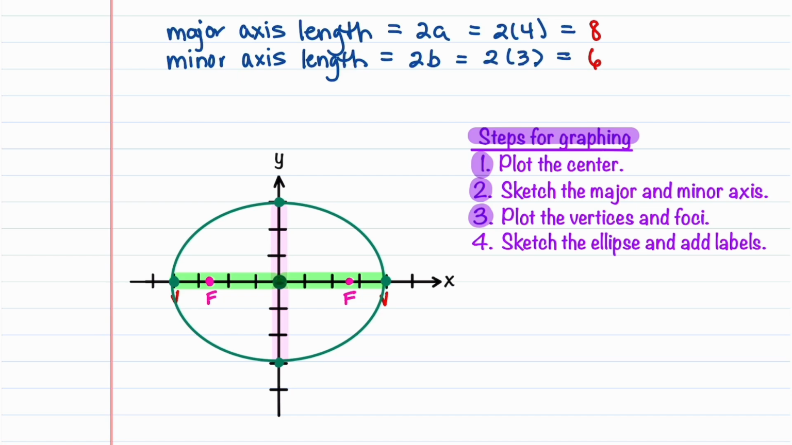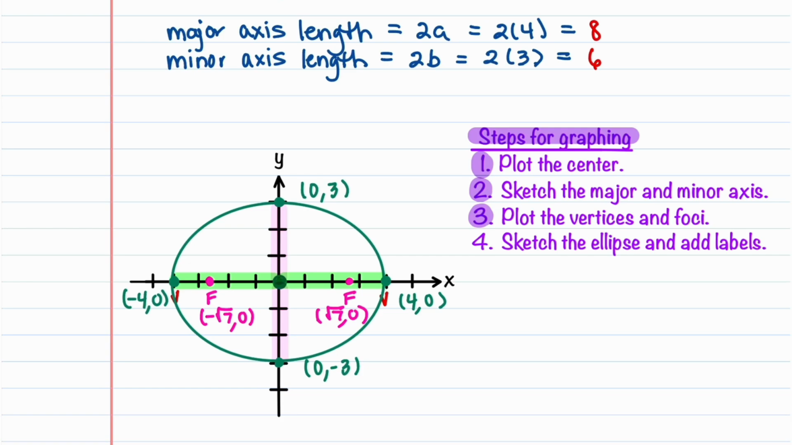Our vertex on the right is located at 4, 0, and our vertex to the left is minus 4, 0. Let's also put in that the top part of our ellipse is located at 0, 3, and then the bottom part is 0, minus 3. And then we'll put in where our foci are located. They are located at minus root 7, 0, and then root 7, 0. And that's it. We did it.